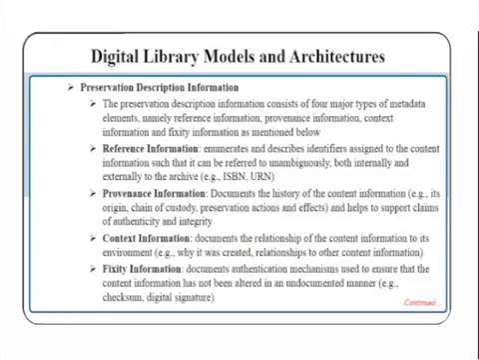Provenance information documents the history of content information, for example its origin, chain of custody, preservation actions and effects, and helps to support claims of authenticity and integrity. The context information documents the relationship of content information to its environment, for example why it was created and its relationship to other content information. Fixity information documents authentication mechanisms which are used to ensure that the content information has not been altered in an undocumented manner, by using checksums and digital signatures.